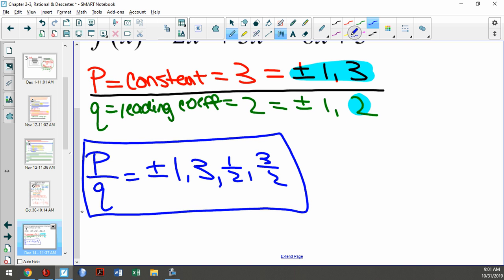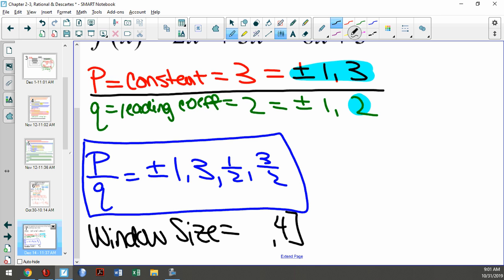Now, what I want you to do is find the largest possible P over Q value in that list. What's the largest number in there? 3. Now, what this means is I want to find my window size, if I would be graphing, that would include all those possible zeros. My biggest number is 3, so I'm going to go 1 unit to the right of the 3, which makes it a 4. And then what's the smallest number up there?